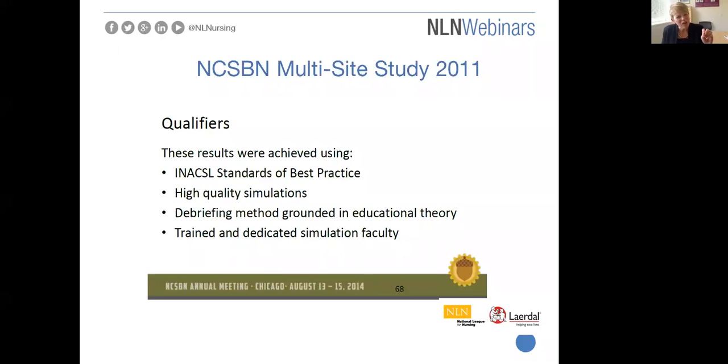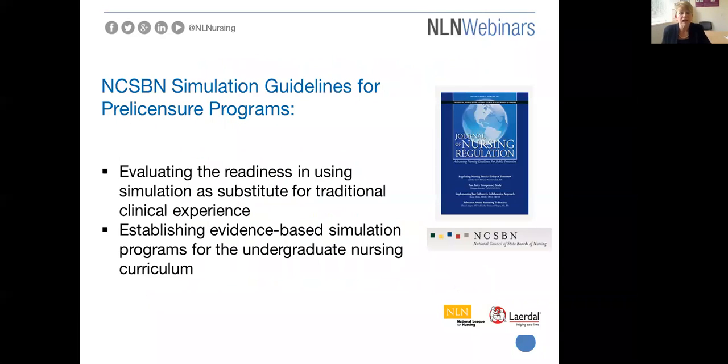But there were some qualifiers, and this is so important: the results of this study were achieved using standards of best practice in simulation. The simulations that were used were high quality simulations. Debriefing, which is a huge component of simulation, was grounded in educational theory, and the faculty that worked with these students were trained and dedicated in the use of their simulation teaching strategy. So, important qualifiers to keep in mind.